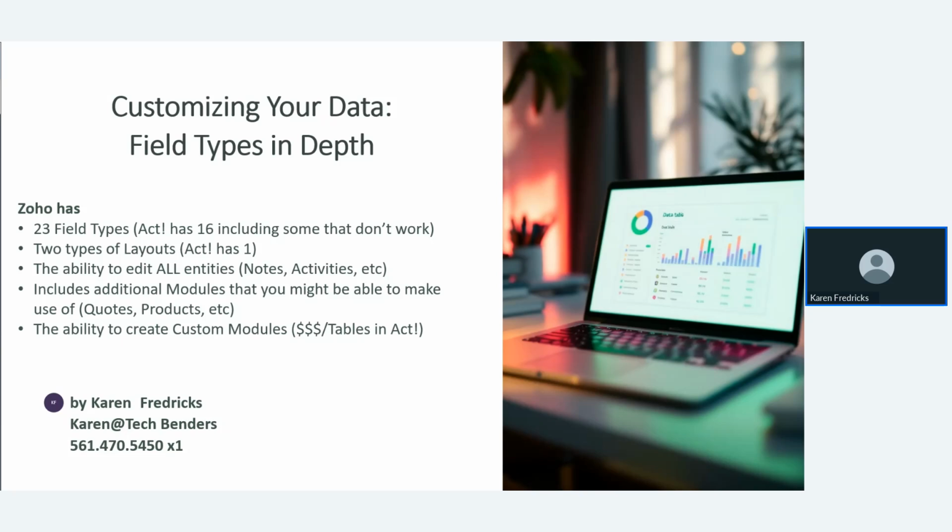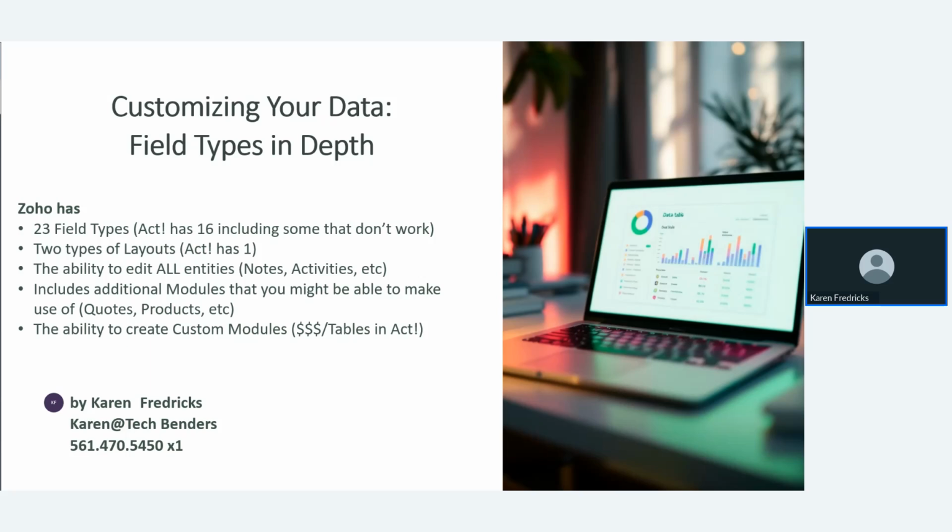We have the ability in Zoho to edit all entities. So for example, let's say you're going into notes and you would like to add an extra field to notes. That's probably not a great example. Activities would probably be a better example. Let's say when you create your activities, you have activities around 3 different departments, maybe your marketing department, your sales department, and your customer service department. You can actually add a field to your activities template. We couldn't customize any of those extra entities like notes or activities or histories. We couldn't add fields to those in ACT.